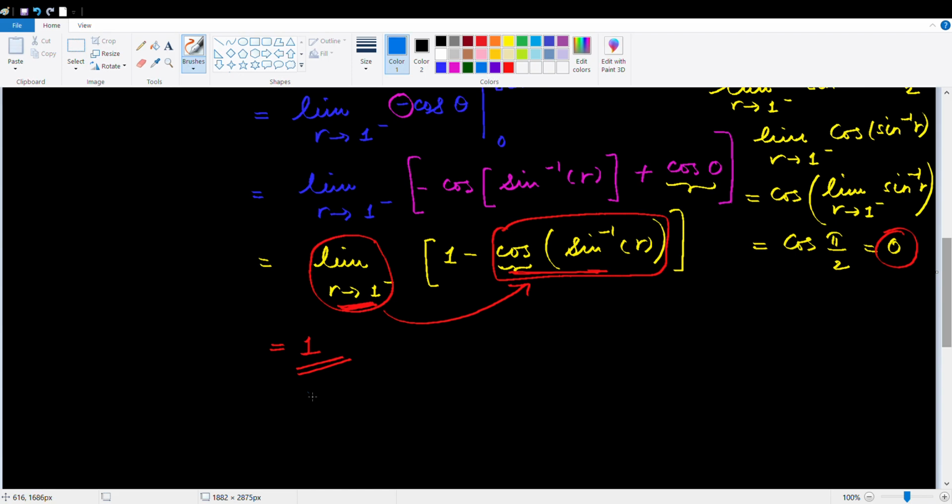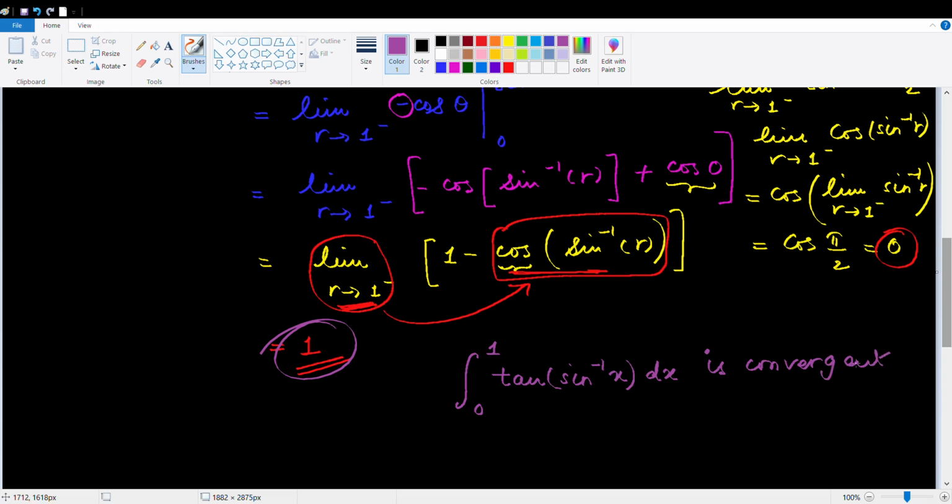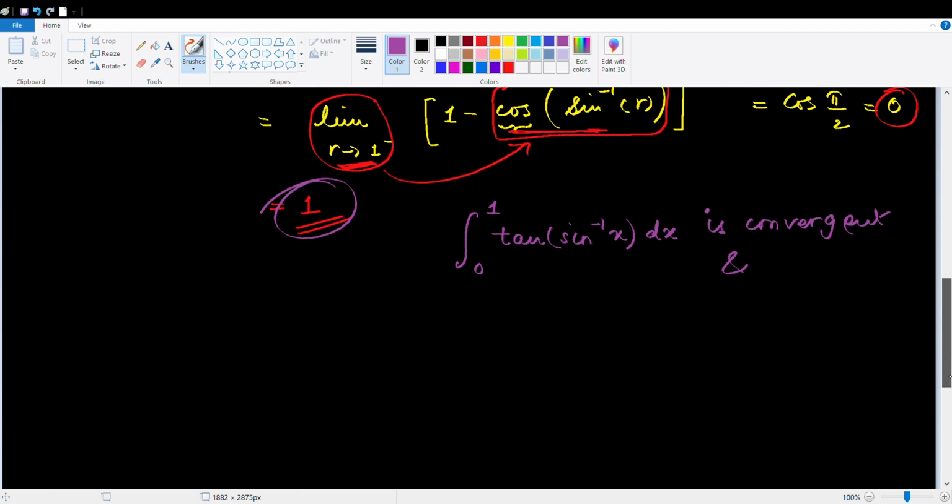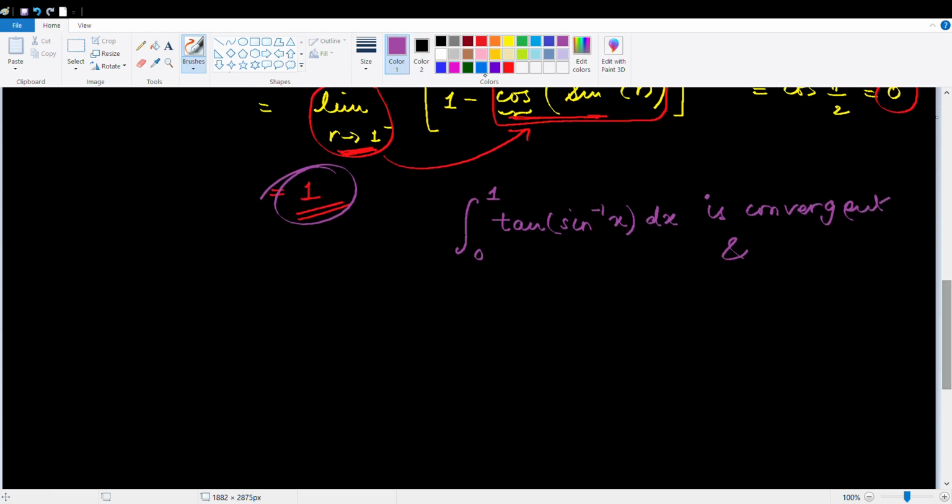So this basically means the integral from 0 to 1 of tan of sine inverse x dx is convergent, first of all, because this limit is finite, and the integral from 0 to 1 of tan of sine inverse of x dx is equal to 1.